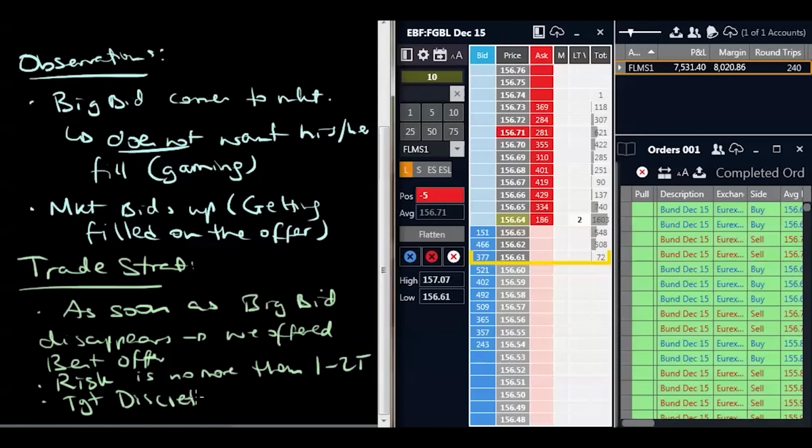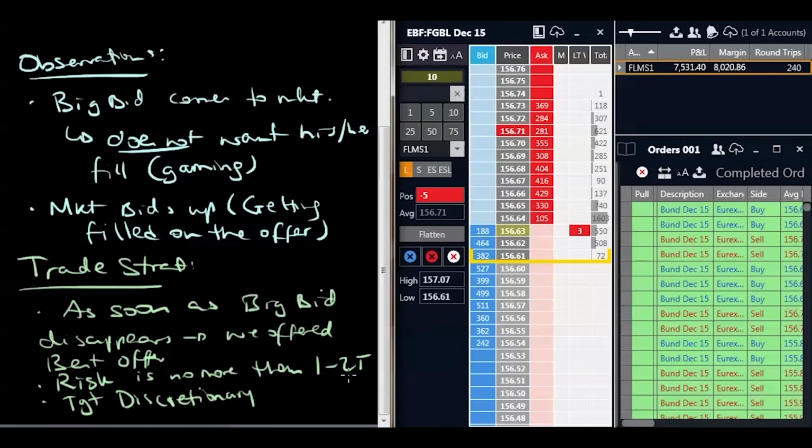Target discretionary. And a lot of people ask me, well, wait, I can't measure my edge on this if my target's discretionary. Well, you could be getting out for, again, 1 or 2 ticks. It's pretty high probability if you can understand what he's trying to do. It's pretty high probability you'll take that 1 or 2 ticks. So you're risking 1 or 2 to make 1 or 2, but higher probability of success. So it's a good trading strategy.